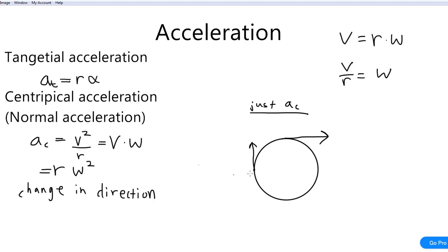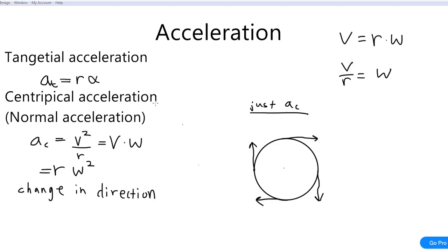Actually, let me redraw that. It should all be around the same size of a vector in the end. And then you have this. As you see, it goes in a circle, and its speed is constant. So that's centripetal acceleration.